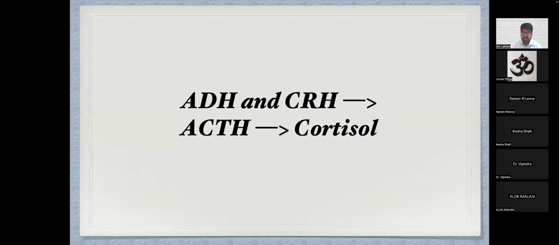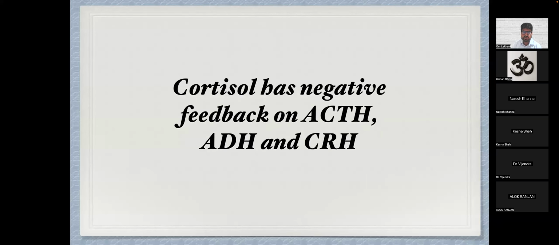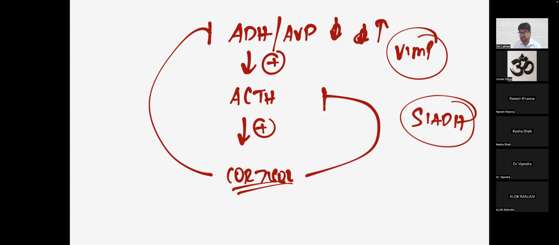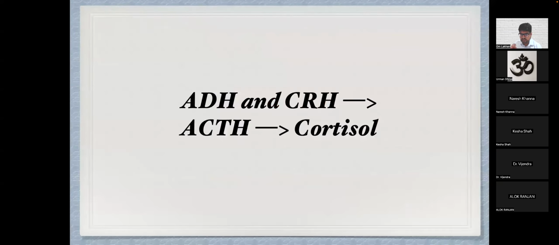So what happens as a result of this? When you have a cortisol deficiency, this negative feedback goes away, and hence there is an increase in ADH secretion. And an increase of ADH is what? SIADH, inappropriate ADH secretion. So technically speaking, adrenal insufficiency itself is a form of SIADH. Hence, a very important differential diagnosis when you suspect SIADH in a patient is adrenal insufficiency.